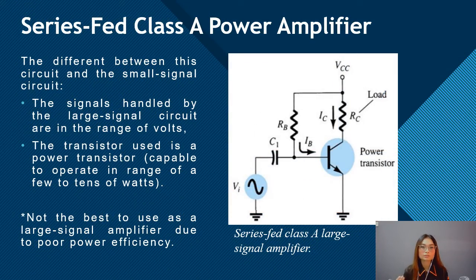This is the introduction to the series-fed Class A power amplifier circuit. The difference between this circuit and the small signal circuit is that the signals handled by the large signal circuit are in the range of volts. The transistor used is a power transistor that is capable of operating in the range of a few to tens of watts. Further explanation about the circuit used in designing this Class A power amplifier will be explained in the upcoming slides.